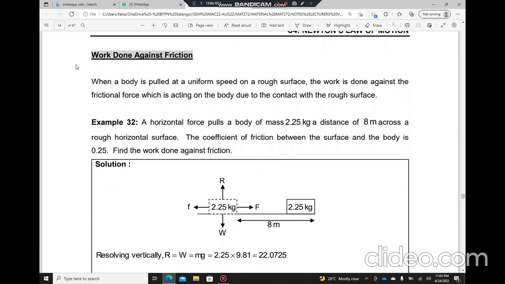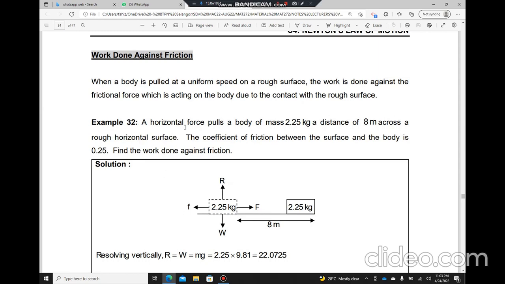Okay, then another one is work done against friction. Okay, yang ni bila ada friction, when a body is pulled at a uniform speed on a rough surface, the work is done against the frictional force which is acting on the body due to the contact with the rough surface. Okay, so macam mana kita nak tengok kalau bila dia ada friction?